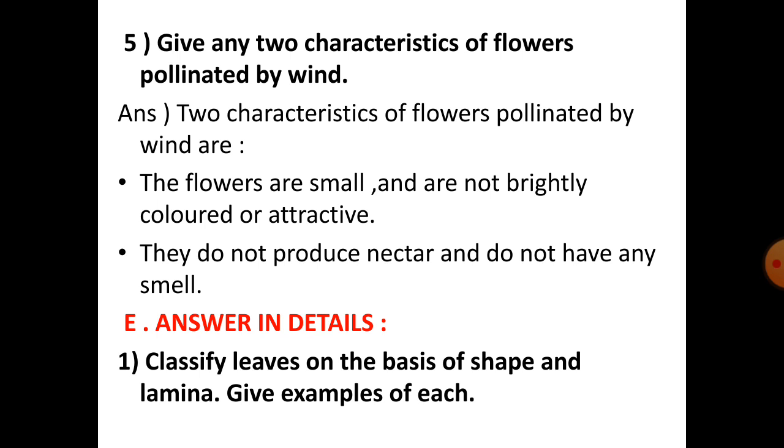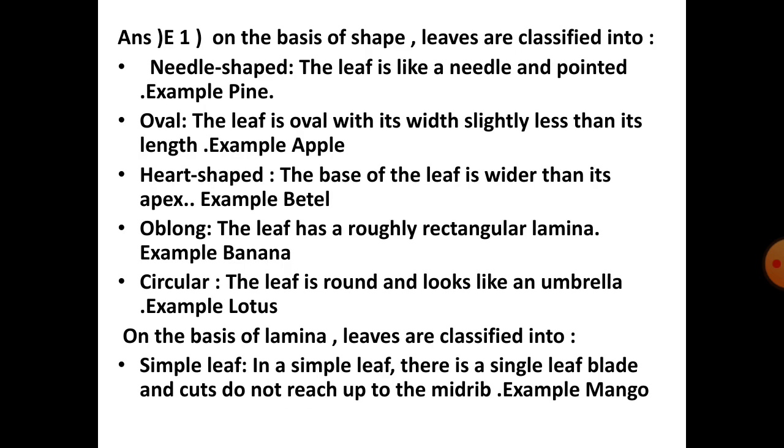E. Answer in details. 1. Classify leaves on the basis of shape and lamina. Give examples of each. On the basis of shape, leaves are classified into needle shaped. The leaf is like a needle and pointed. Example pine. Oval. The leaf is oval with its width slightly less than its length.